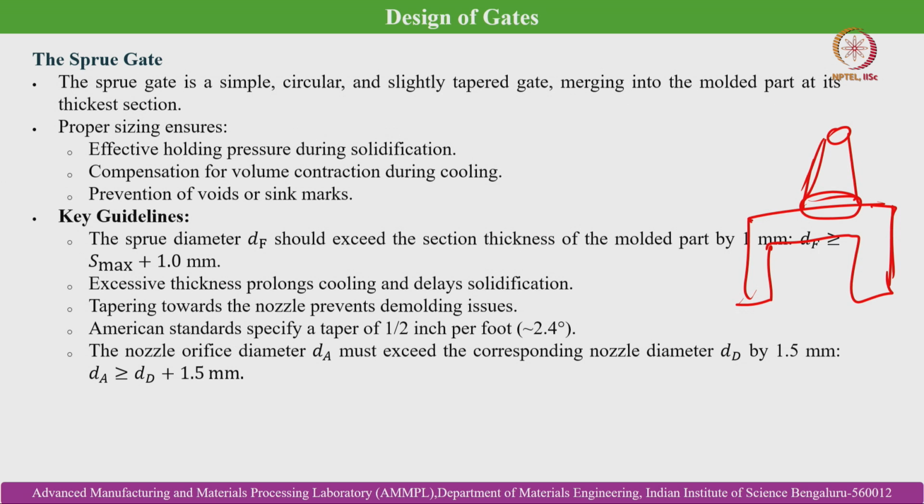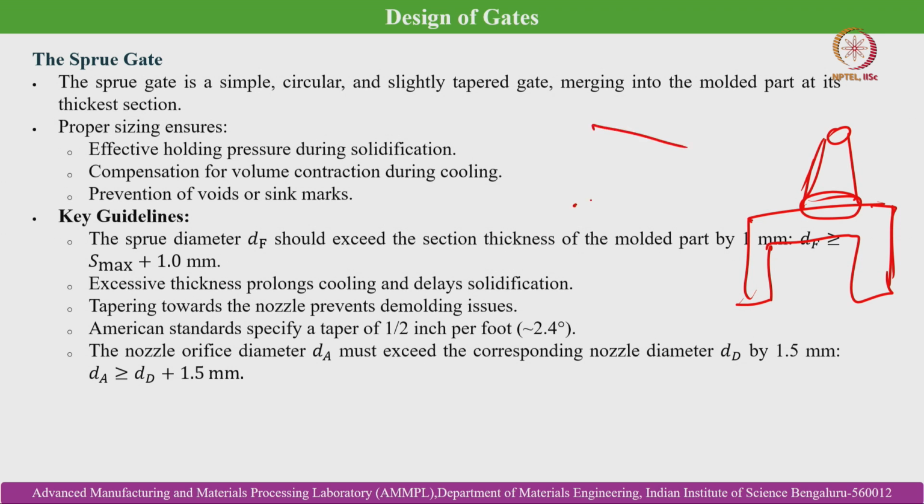So, the key guidelines: the sprue diameter df should exceed the section thickness of the molded part by 1 mm. So, df is greater than or equal to S max plus 1 mm. Excessive thickness prolongs cooling and delays solidification. Tapering towards the nozzles prevents demolding issues. This is another reason, because it should be a tight fit.